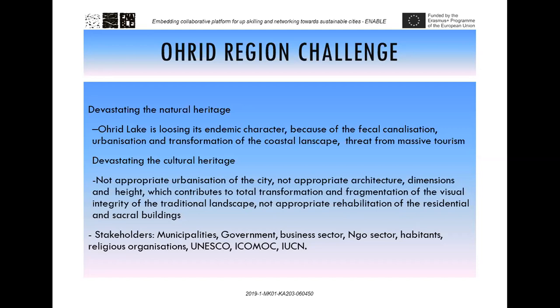So who are the stakeholders in this region? We have many stakeholders, around seven, so it is very complex. We have the municipality, which is the local government. We have the central government, the business sector, the NGO sector, inhabitants, religious organizations, as well as international organizations like UNESCO, ICOMOS, and IUCN.